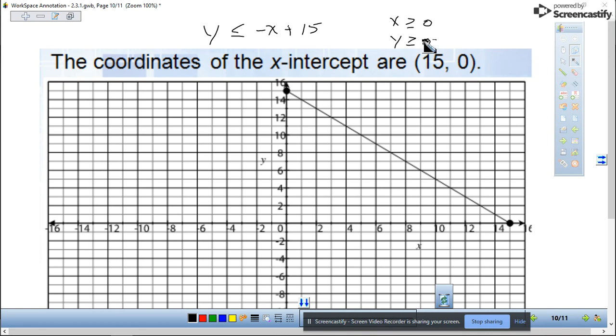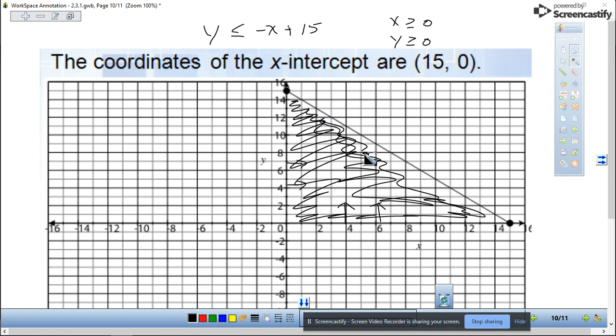So it's less than, so we're going to shade below this line, which is this area, right? We're going to shade all this, but we also have to be greater than 0 on the X values and greater than 0 on the Y values. The X's have to be greater than 0 and the Y's have to be greater than 0. But altogether, it has to be below your line. So we're talking specifically about this region in the first quadrant that is below that line.